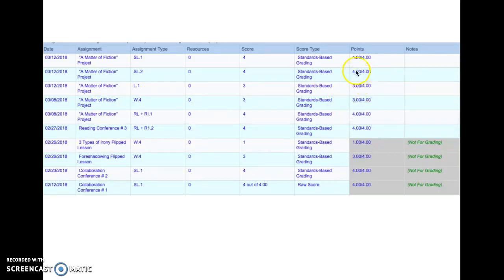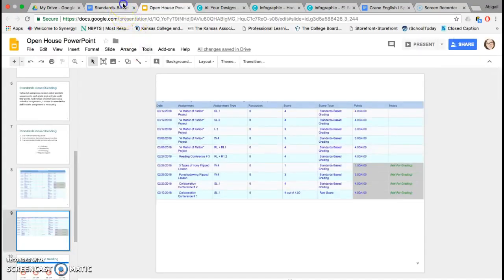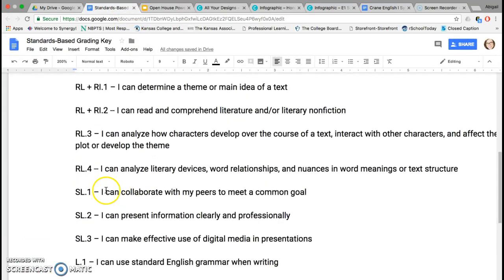You can see that on this project there were 5 different skills that were being measured. Again, each one is listed under assignment type, while the name of the project is listed under assignment. This way you can see which skills you need to revise and work on to improve, and which ones you've already mastered. For example, this student has mastered SL.1. Going back to our key, this student has mastered the ability to collaborate with their peers to meet a common goal.